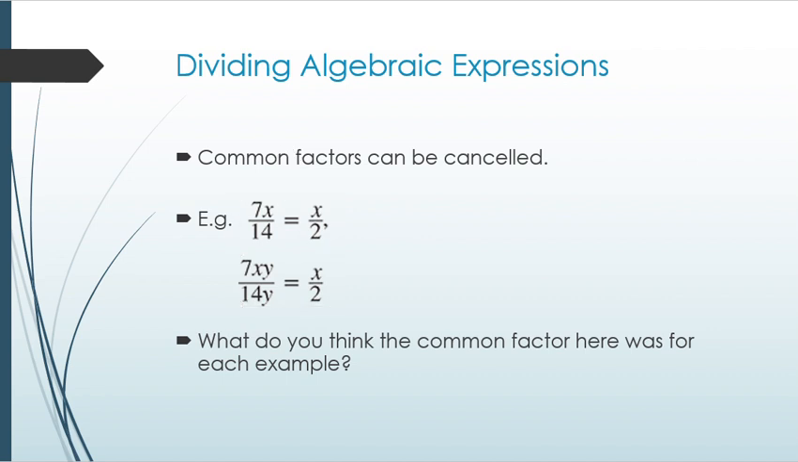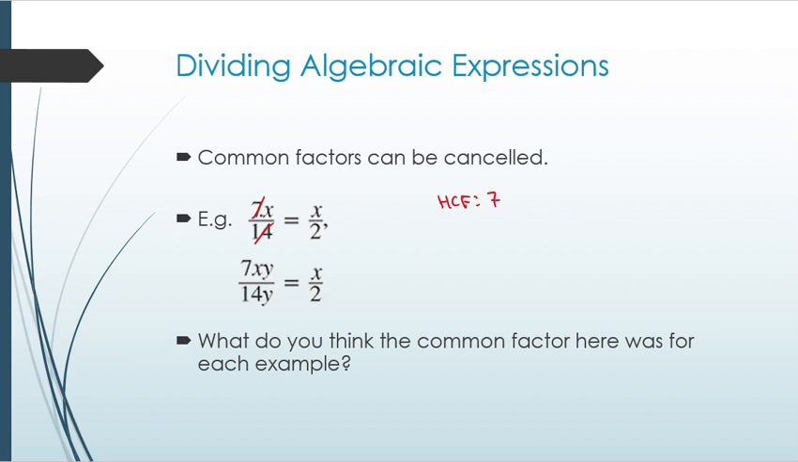So dividing algebraic expressions, okay? You can cancel common factors. In my example here, I have 7x over 14, and my final answer is x over 2. What they've done here is cancel the numbers 7 and 14 with their highest common factor. In this case, the highest common factor is 7.